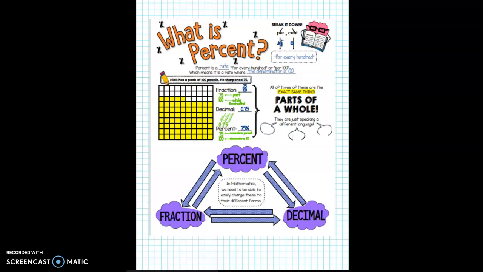All three of these are the exact same thing, parts of a whole. They're just speaking a different language. 75 hundredths, 75%, but they all equal the exact same thing.